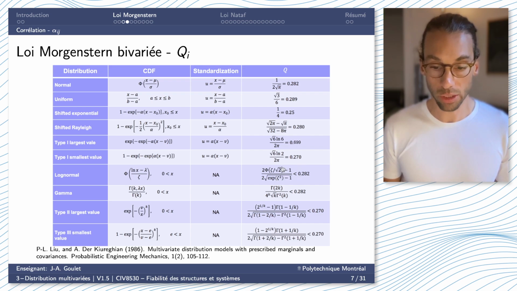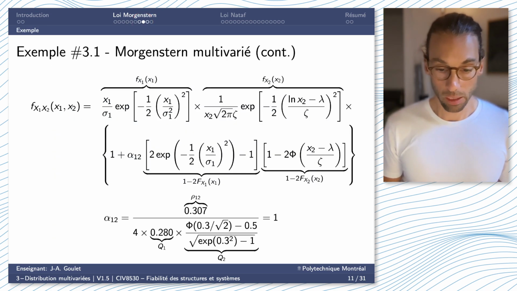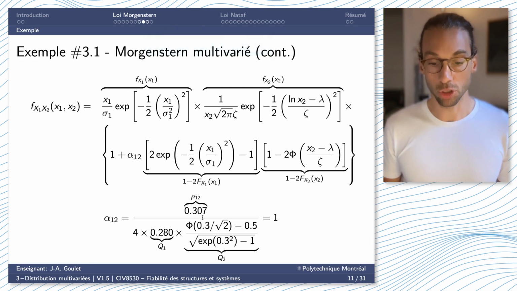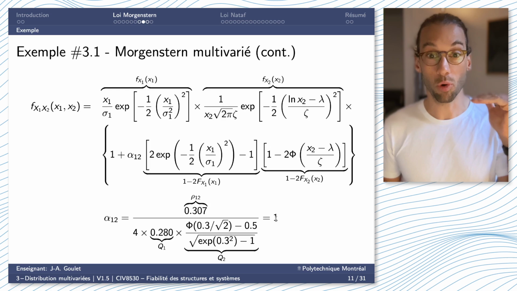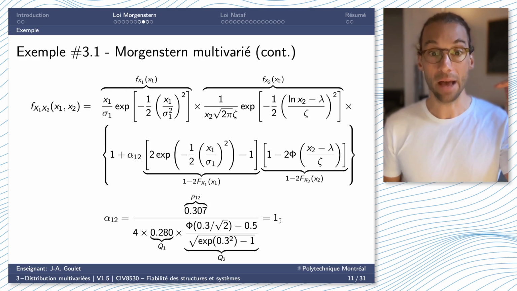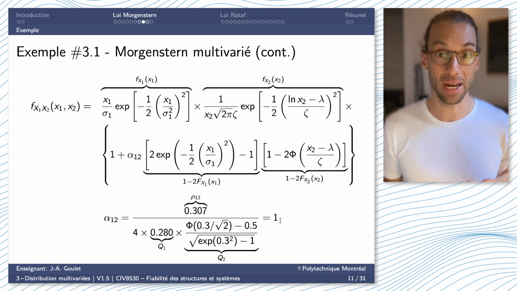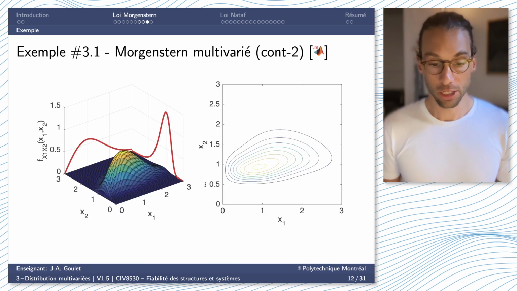And for the log normal, we need to evaluate that expression. That is a function of the CDF of zeta and exponential of zeta here, and it should be no greater than 0.282. So in this case, if we evaluate that, alpha 1, 2 is going to be 1. So we see we're already at 0.307, the upper bound of what we can evaluate in terms of dependency for that Morgenstern. So the joint PDF would look like this. We have the marginal for x1, the Rayleigh, the marginal for x2, the log normal, and the joint would look like this. The contour of that surface would look like this one.